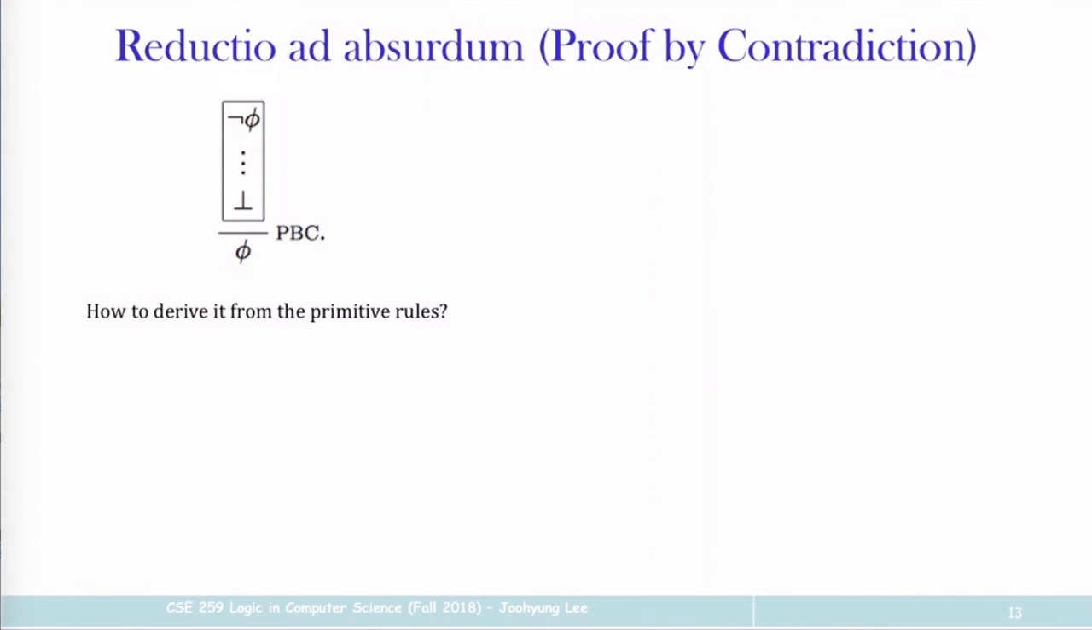The other rule is called proof by contradiction, and it works like this. We have seen a similar rule before. The idea is you start with the negation of phi and you somehow prove a contradiction. Then you can derive phi. Okay? Right?